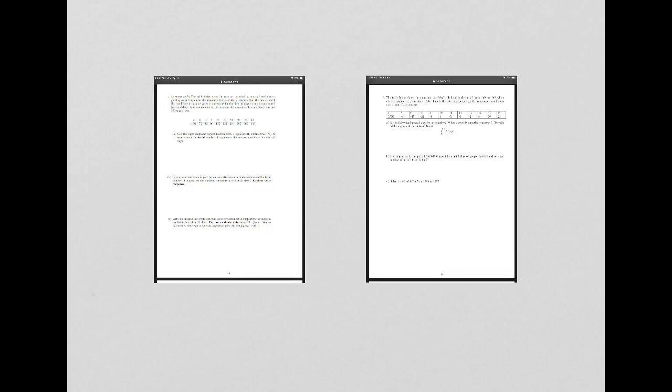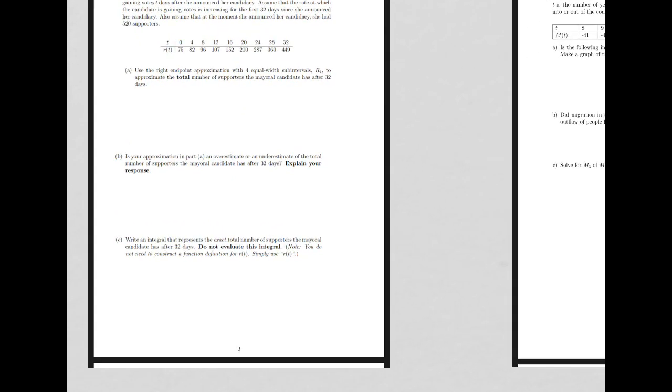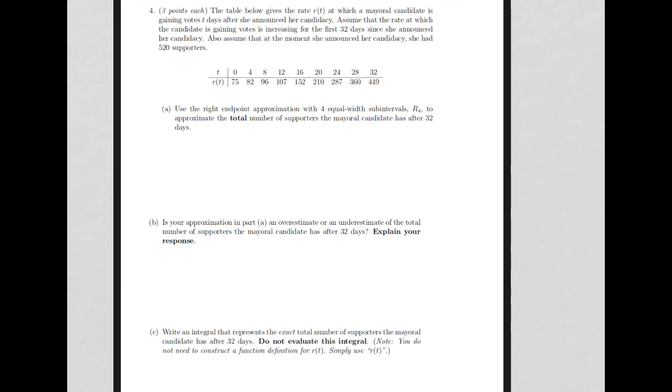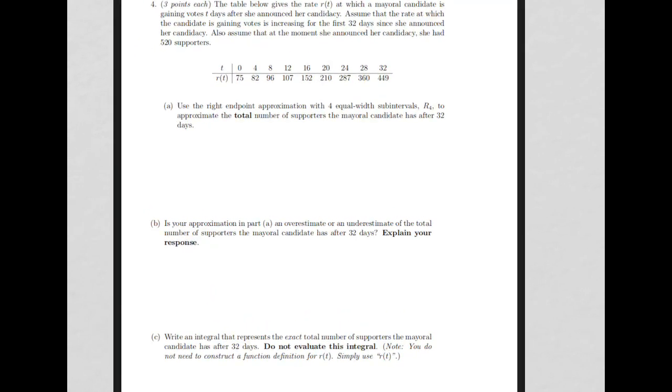All right, these two problems are kind of similar. And so let's go in and look at these. All right, so the table below gives the rate, R of t, at which a mayoral candidate is gaining votes t days after she announced her candidacy. Assume that the rate at which the candidate is gaining votes is increasing for the first 32 days since she announced her candidacy. Also assume that at the moment she announced her candidacy, she had 520 supporters.